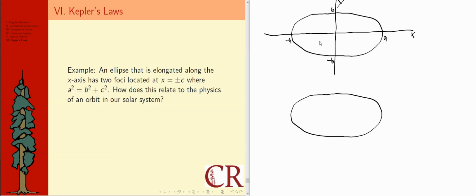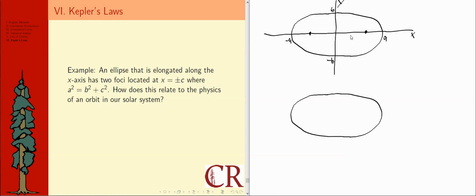So what we're talking about here is the foci, like for this ellipse drawn in an xy coordinate system. Maybe one of them would be right here. I'm only approximately going to draw this in. One of them could be right here. And those two spots would be located, like this would be at x equals minus c. This would be at x equals plus c.